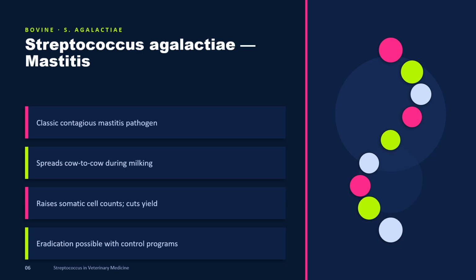Streptococcus agalactiae is a classic cause of contagious mastitis in dairy cattle. Unlike environmental mastitis pathogens, this one spreads cow to cow, primarily through contaminated milking equipment or poor milking hygiene. It causes elevated somatic cell counts and decreased milk production. The good news is that with proper milking hygiene, routine screening, and targeted treatment, herds can eliminate this pathogen entirely. Many modern dairy herds are now free of S. agalactiae thanks to these programs.